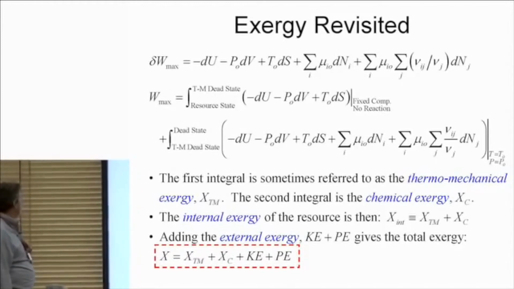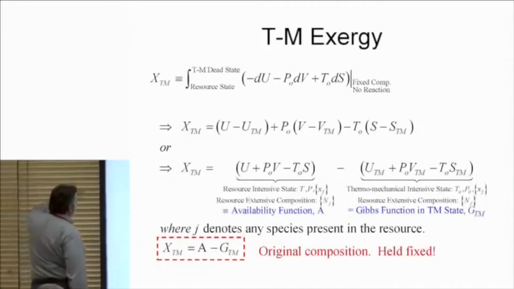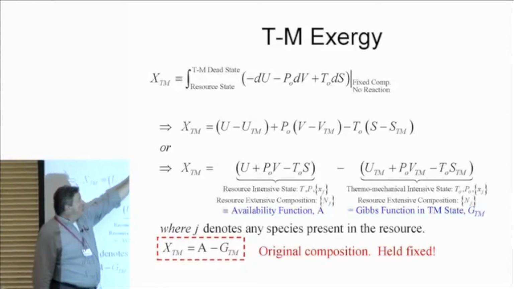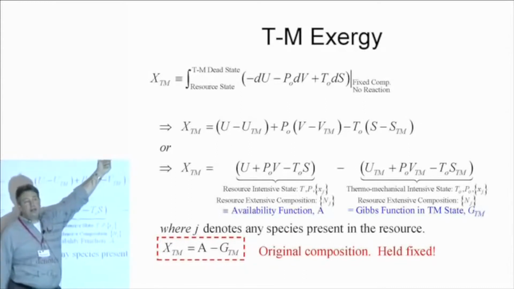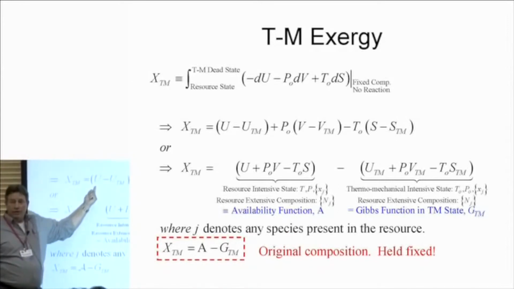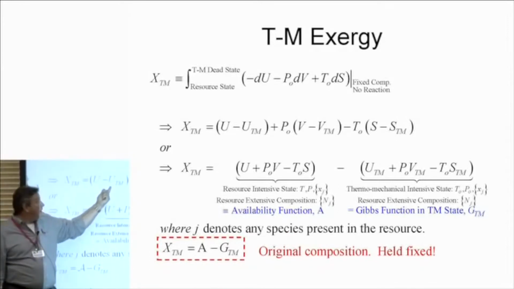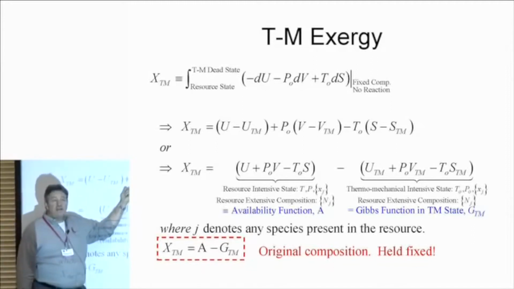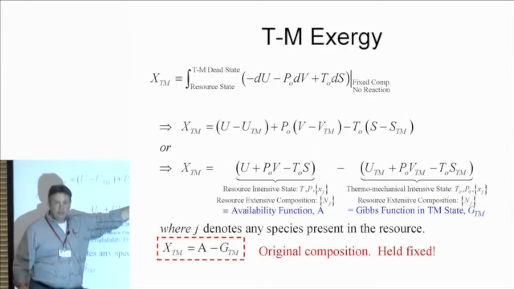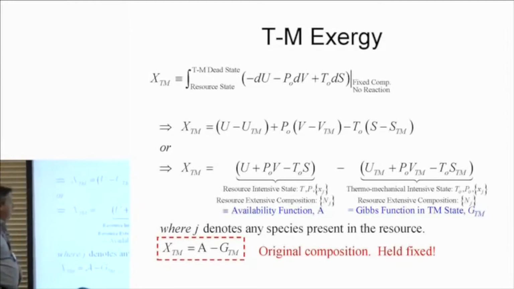Okay. All right, thermomechanical. So we'll go from the resource state to dead state, non-reacting. Well, that makes it easy. That'll be delta U, P naught delta V, T naught delta S. So U minus U_TM, the original internal energy of the system, minus the internal energy at the thermomechanical state. So cool it down to 25 degrees C in 1 bar. Okay. The pressure of the atmosphere times the original volume minus the volume of the system at 25 degrees C in 1 bar. Still isooctane inside of it. And same thing with the entropy.